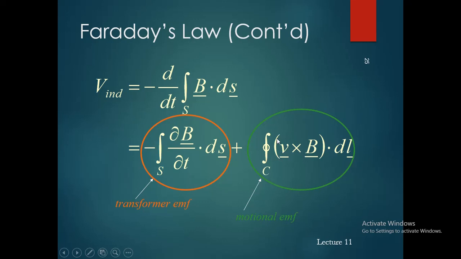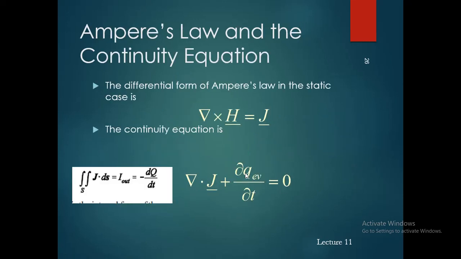And here we are mentioning the motion velocity of the moving particle. With respect to that moving charged particle, it is called the motional EMF. So there are two types of EMFs which are induced. One is the transformer EMF and the second one is the motional EMF.